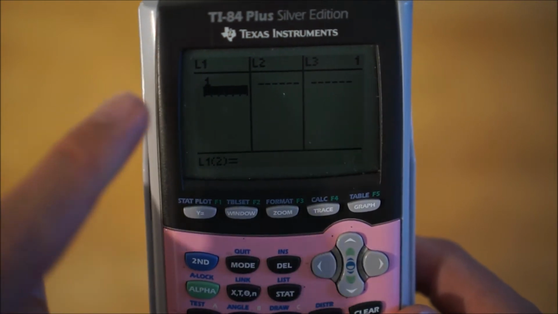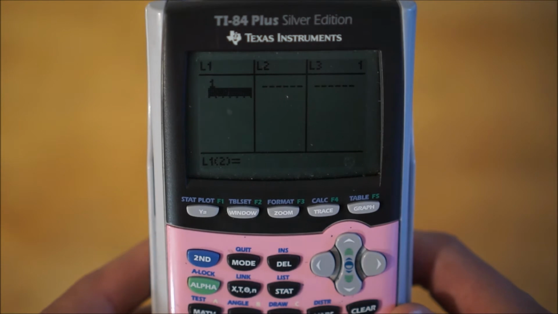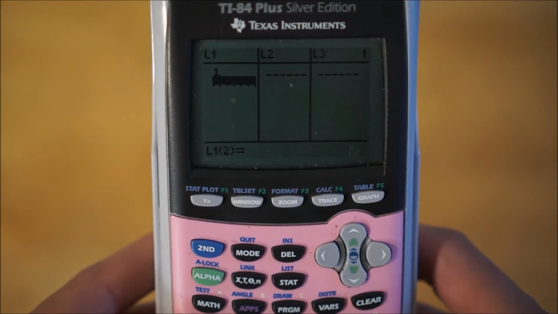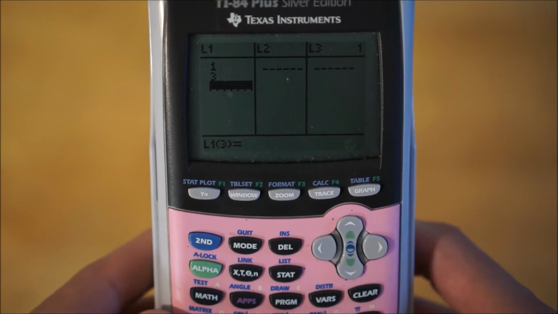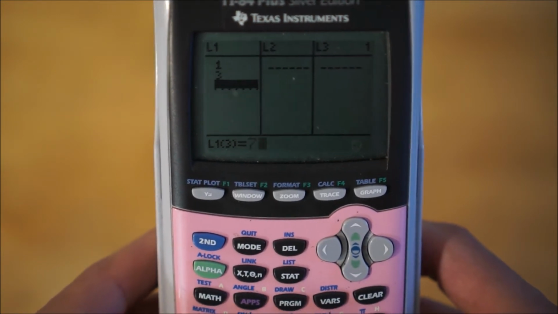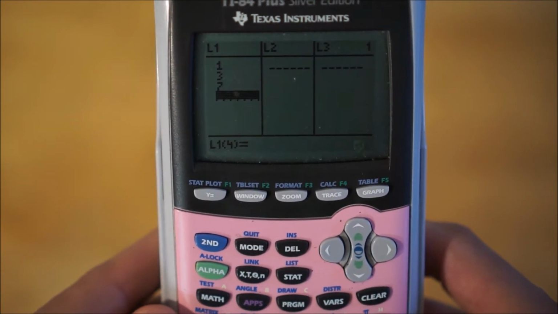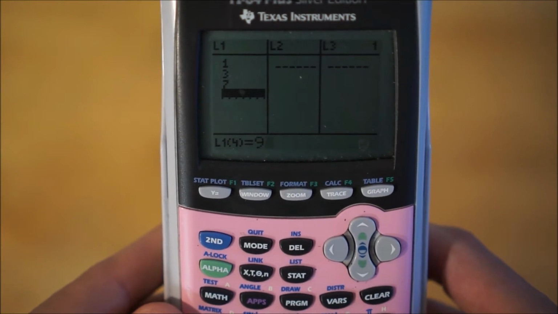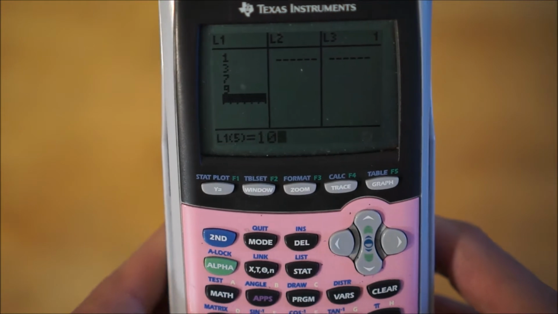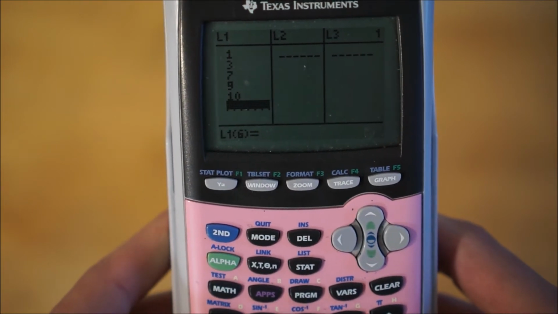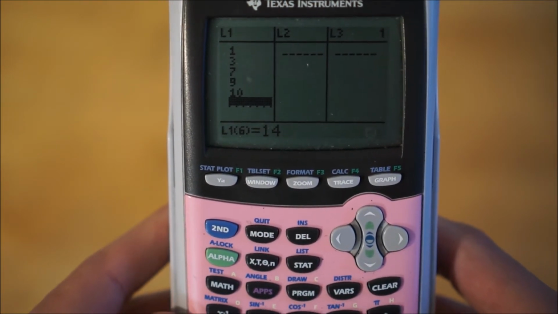All right, so here's my first point. I have 1, which is 1991. Then I have 1993, so I'm going to represent that with 3. 1997, I'm going to represent with 7. 1999, I'll represent with 9. 2000, we represent with 10. And 2004 will be represented with 14.